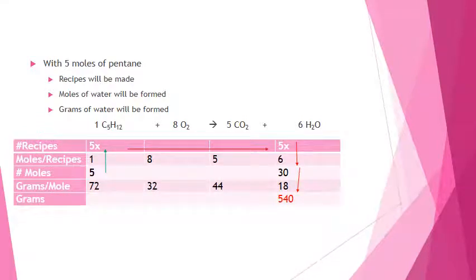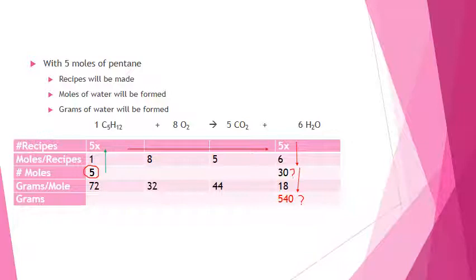All right, the first problem. The first problem says we have 5 moles of pentane, so put the 5 here. And I ask you how many recipes you can make, and how many moles of water, and how many grams. So what we want to figure out is moles of water and grams of water. So you set the table up like I did in the last slide.